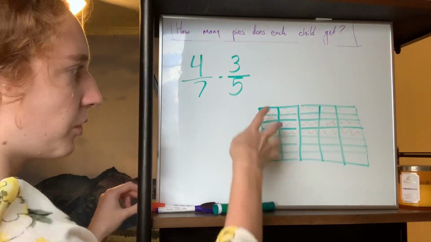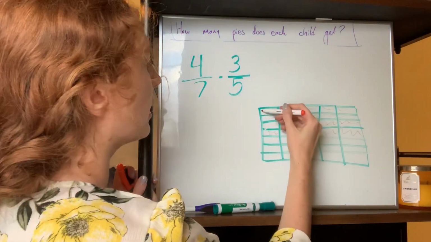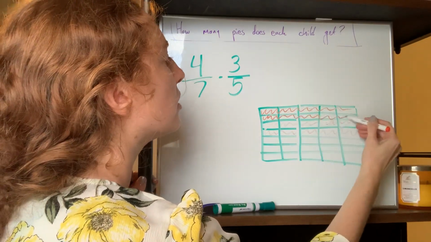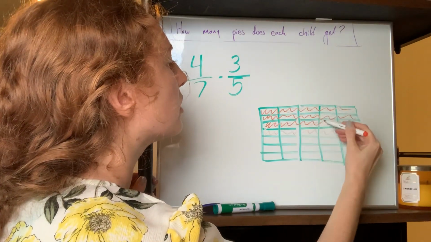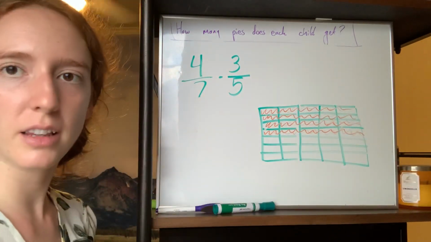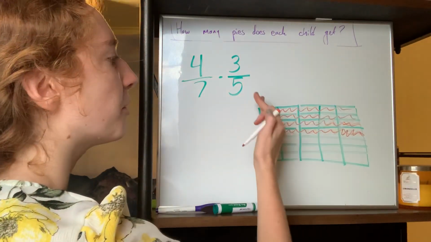Alright, so I've shaded in those first 4 this way. And that'd be hard to see, so I'll do it again. Remember, I shaded in this, this, this, and this. That was my 4/7, my 4 rows. And now I need to think about what 3/5 of them is.